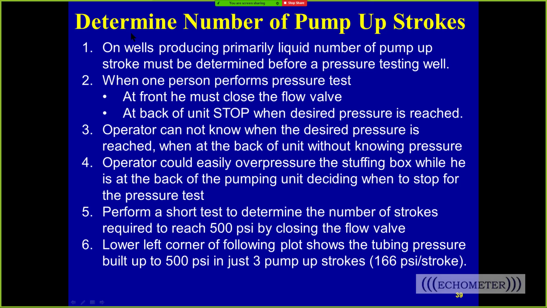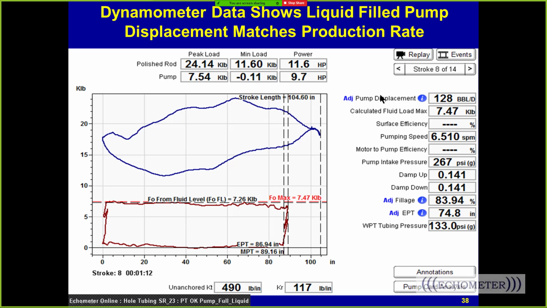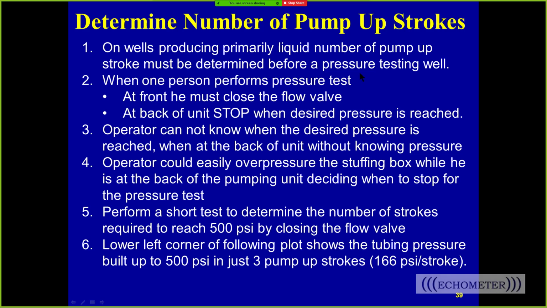Now, when the pump is full like this, and there's no gas in the tubing, and you close the flow T at the surface, the pressure quickly builds up in a few strokes. And so one of the things that you have to do is determine how many strokes you can stroke before you overpressure the well. One person would be at the front, and he closes the flow valve, and another person would have to be at the back when the desired pressure is reached. So it could be a two-person job.